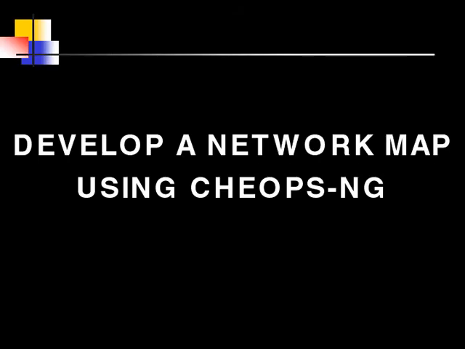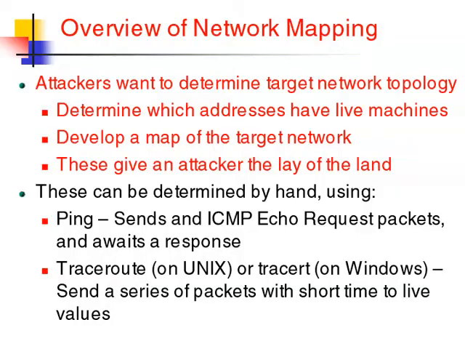Now that we've seen how attackers use war dialers to find modems in your network, let's turn our attention to your IP network, that is your Internet Protocol network. Attackers will go after this network in a variety of ways. One of the most fundamental ways they'll go after your network is to develop a network map. And they'll use a tool called KEOPS-NG or some similar tool to define your network topology. The attackers want to figure out how your network is connected together.